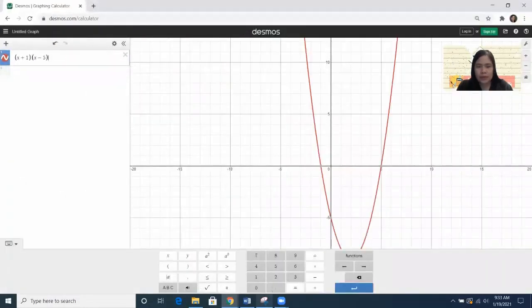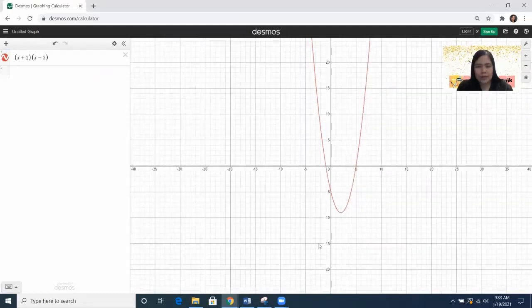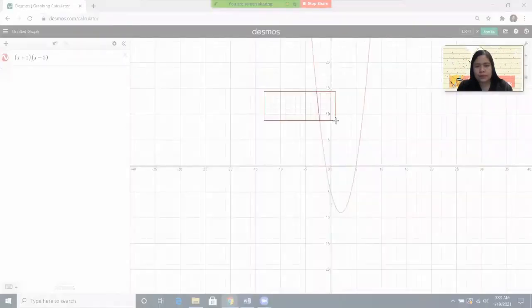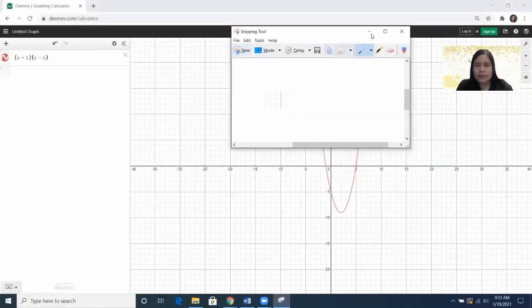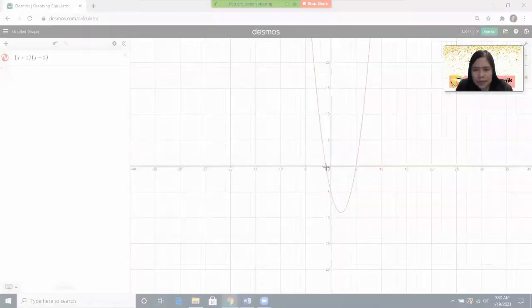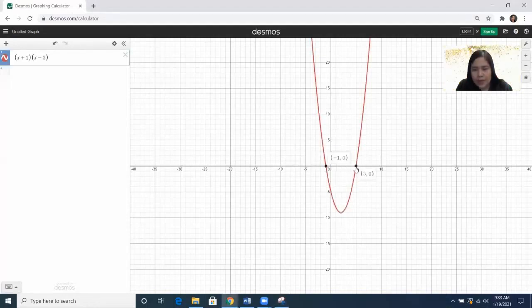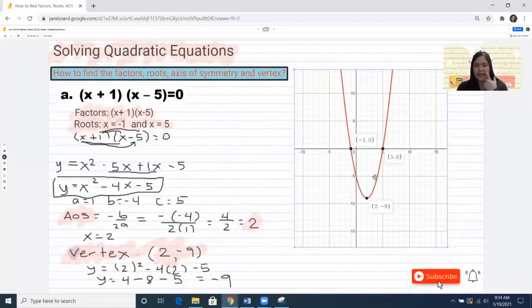Then we'll just snip the figure or the graph, so that I can show it to you. So let us have new in here. Oh, hold on. Before we snip it, let us highlight first the point. Click the point that is touched by your graph on the x-axis and also your vertex. The vertex, take note, is the maximum or the minimum point, or the peak point of your parabola. So this is the graph. Let us highlight what is asked in the problem.